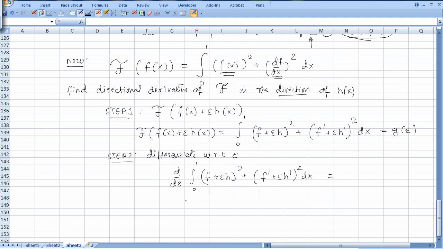This turns out to be integral 0 to 1 of 2 times f plus epsilon h times h plus 2 times f prime plus epsilon h prime times h prime dx.